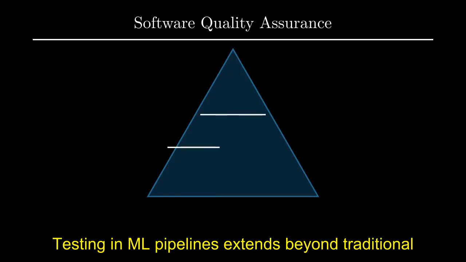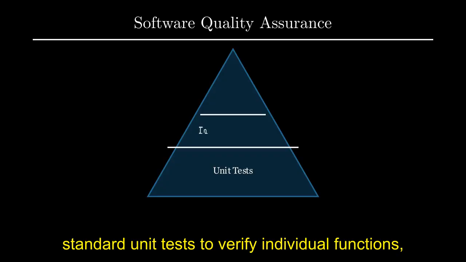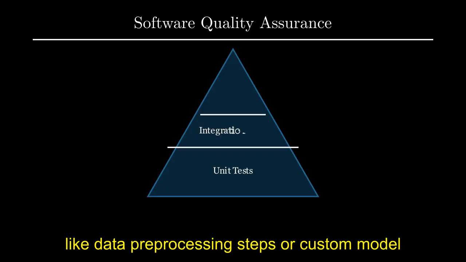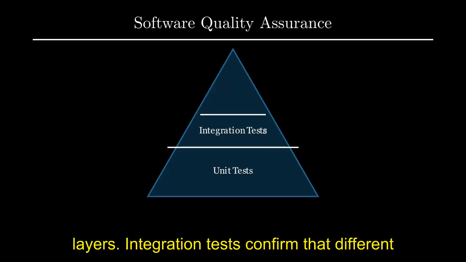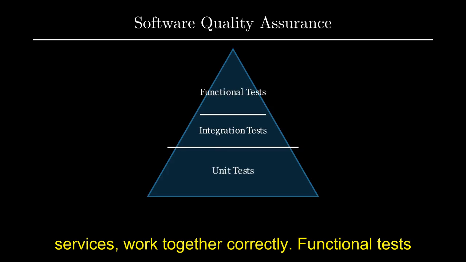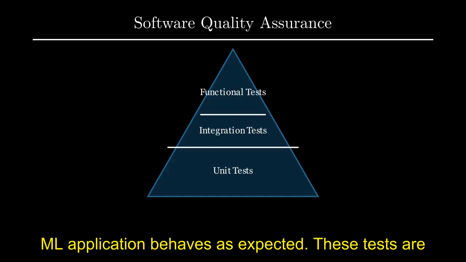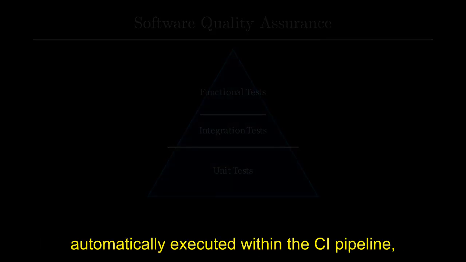Testing in ML pipelines extends beyond traditional software tests. For the code itself, we employ standard unit tests to verify individual functions, like data preprocessing steps or custom model layers. Integration tests confirm that different components, such as feature stores and inference services, work together correctly. Functional tests simulate end-to-end scenarios, ensuring the entire ML application behaves as expected. These tests are automatically executed within the CI pipeline, providing immediate feedback on code quality and correctness.